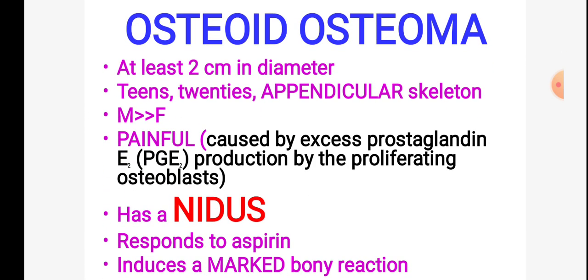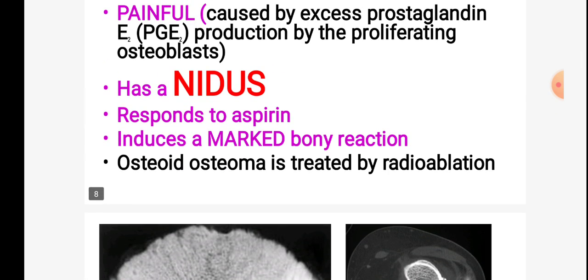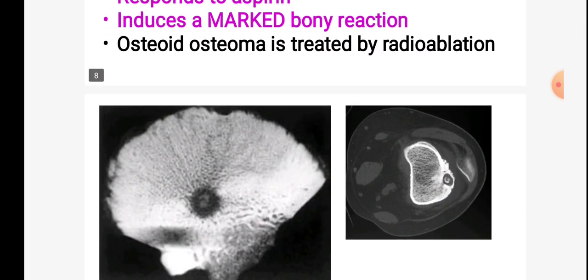Osteoid osteoma is at most 2 centimeters in diameter. Involvement in teens and 20s, commonly seen in males, with appendicular skeleton involvement. It's painful, caused by excess prostaglandin production by the proliferating osteoblasts. It has a nidus, and response to aspirin induces a marked bony reaction. These are important points. Usually the treatment is radioablation.